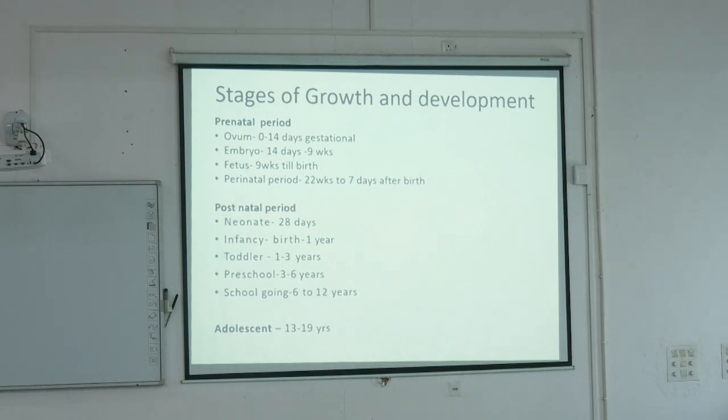Now the child is born. So there is the postnatal period. And what is the postnatal period? Till 28 days of life. Some say 1 month, but this is mostly 28 days, that is 4 weeks. And now I have written this, but this is not from birth. Infancy is from 28 days to 1 year for medical purposes.